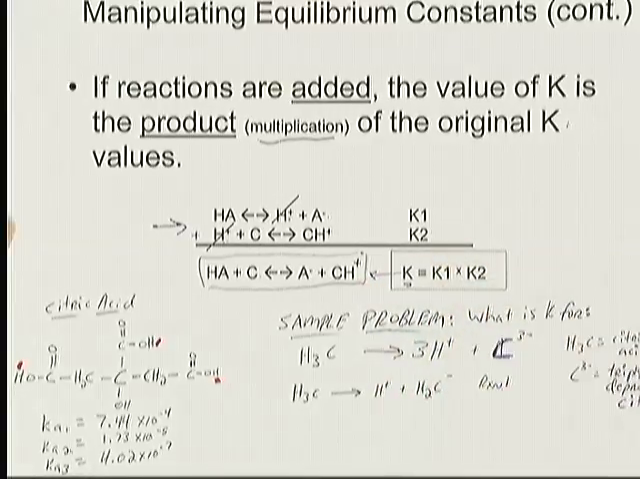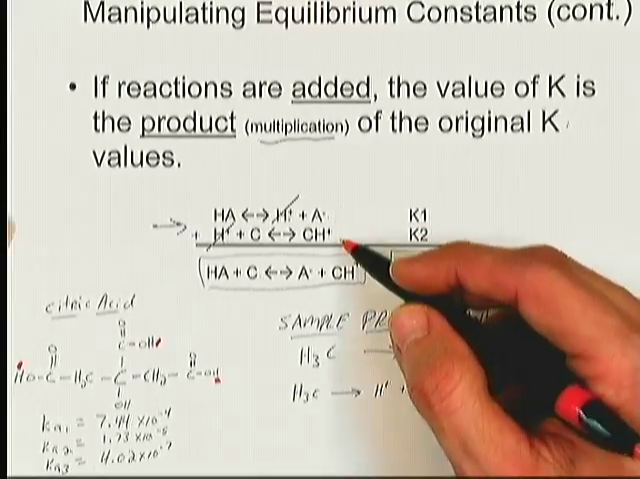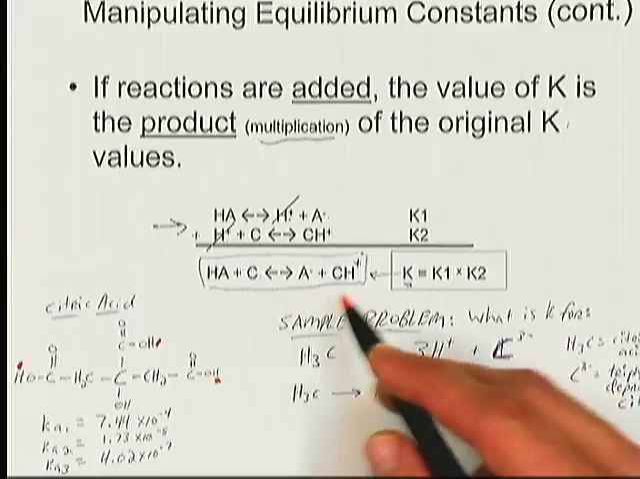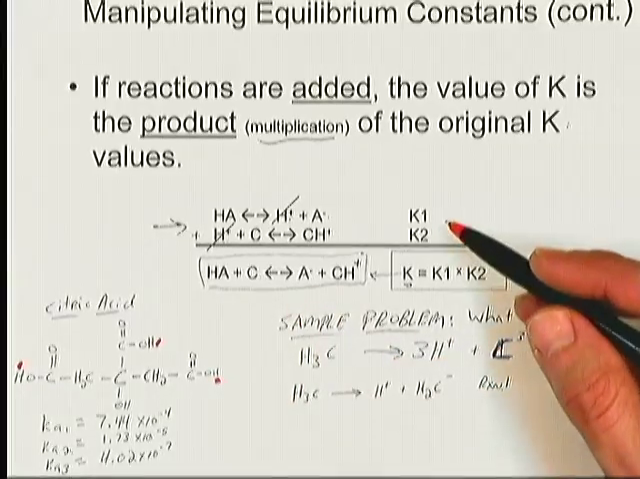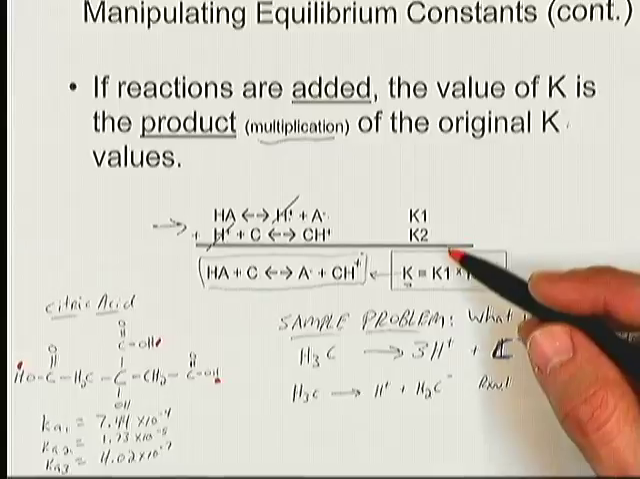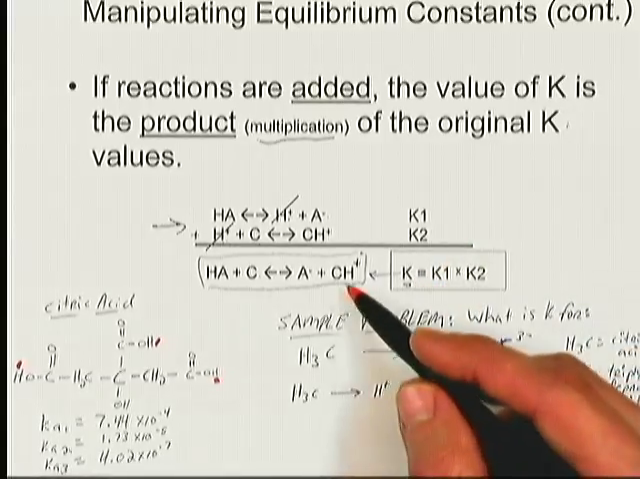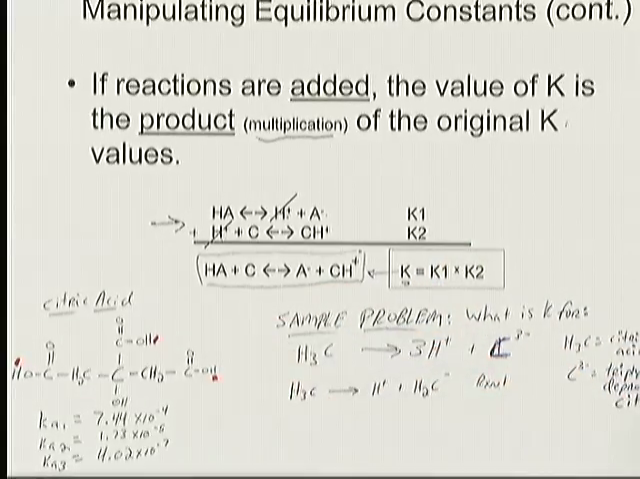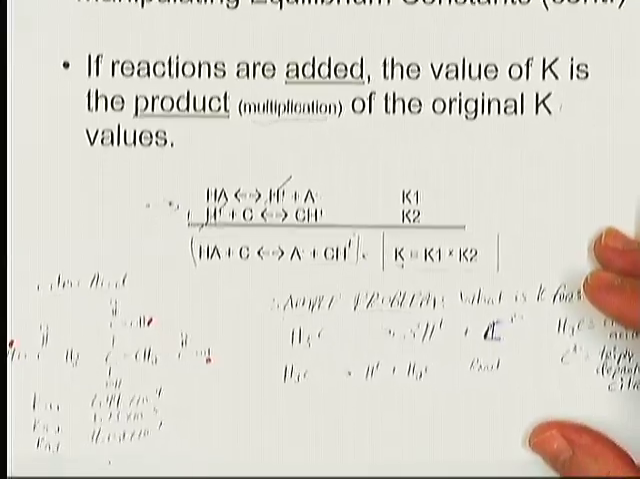So this is actually kind of a useful rule because you can combine other reactions to generate a new reaction. You don't know anything about this, but based on the product of the K's, you can predict whether or not this would be product heavy or reactant heavy. So it's kind of a cool thing to be able to do.